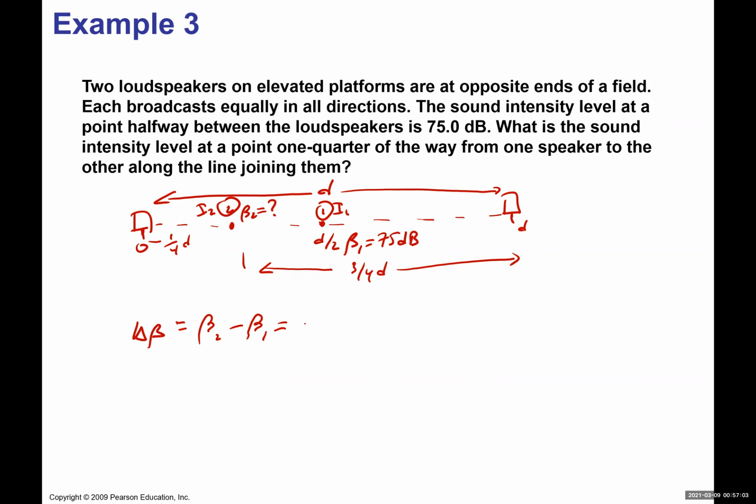So it's 10 log I2 over I naught minus 10 log I1 over I naught. And to cut it short, remember this becomes 10 log I2 over I1, since A over B: this is A, this is B. So since it's 2 minus 1, the ratio is I2 over I1.